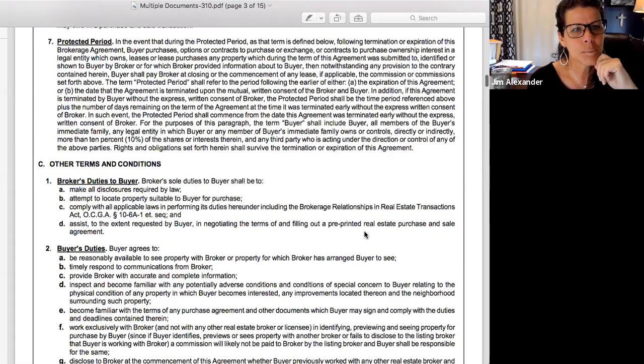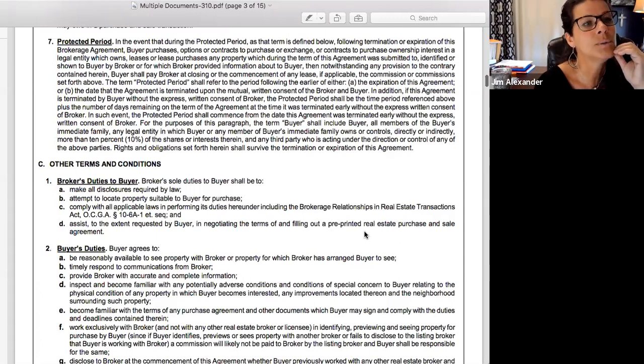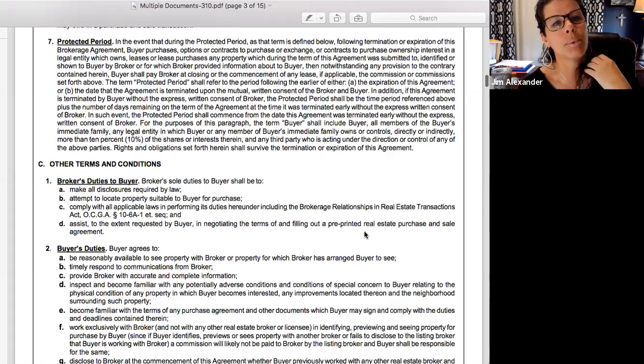In the event that during the protected period, as that term is identified, following termination or expiration of this brokerage agreement, buyer purchases, options, or contracts to purchase or exchange, or contracts to purchase ownership interest in a legal entity which owns, leases, or lease purchases any property which during the term of this commission was submitted to, identified, or shown to buyer by broker, for which the broker provided information to the buyer, you are protected.